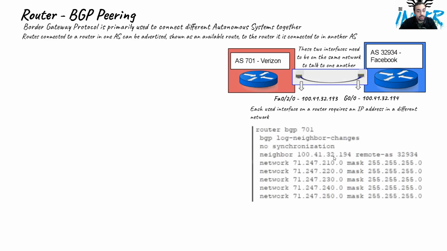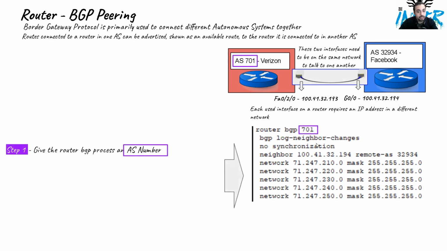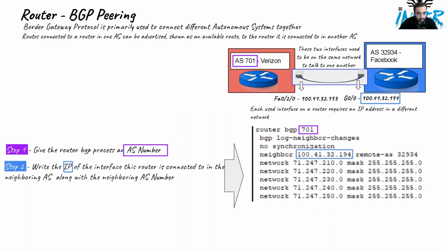So now let's look at the configuration on the router for the autonomous system 701, right? And let's break this configuration down. Step 1 is giving the router BGP process an autonomous system number, which is the router BGP 701 command at the top. Step 2 is to type in the IP address of the interface we're connected to on the other router. So here's the neighboring router.